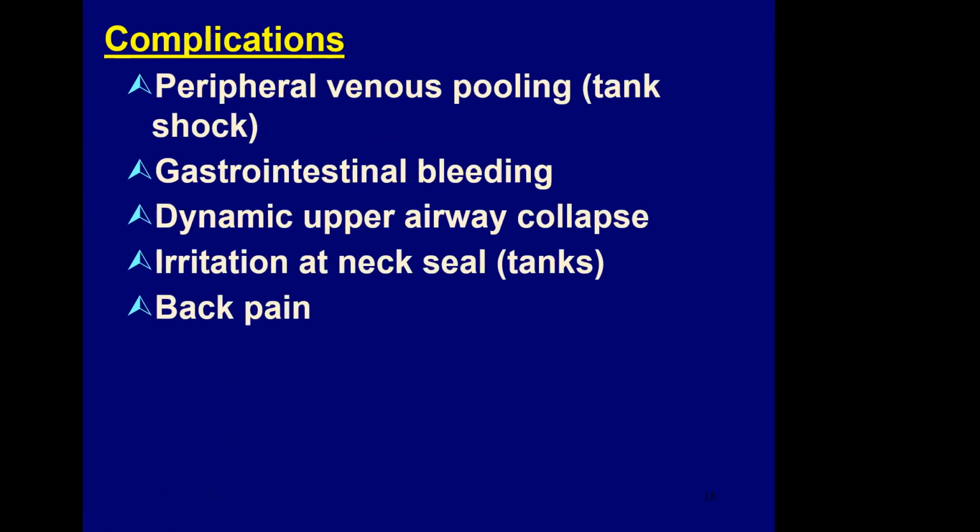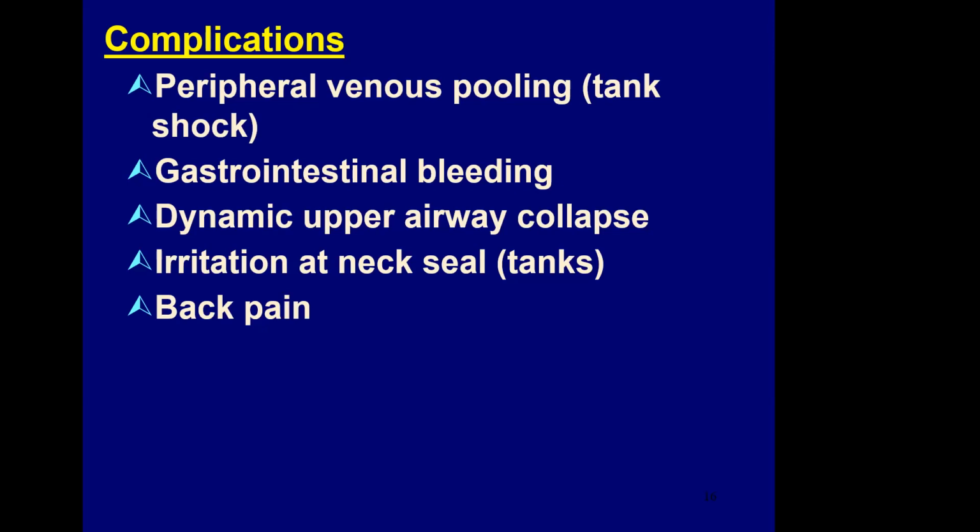Complications of negative pressure ventilation. This is with the tank. Peripheral venous pooling. The tank is applying negative pressure to the whole body, with the exception of the head. And that can cause venous blood to pool in the periphery, causing tank shock. We can also get gastrointestinal bleeding due to this increased blood flow in the stomach, in the GI tract.